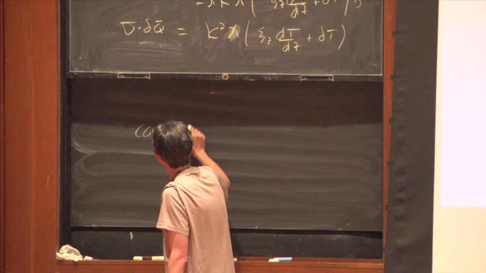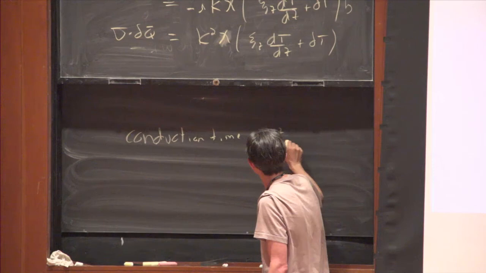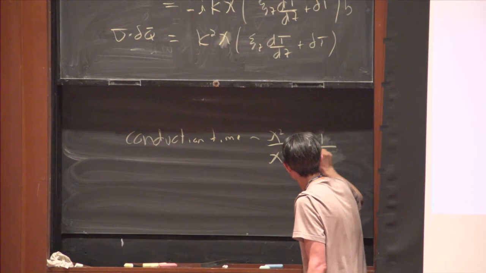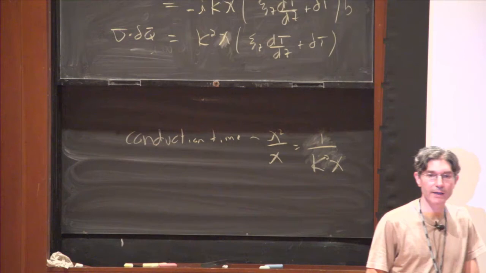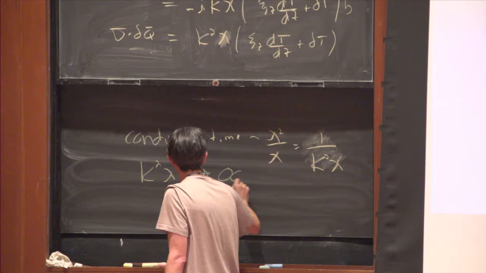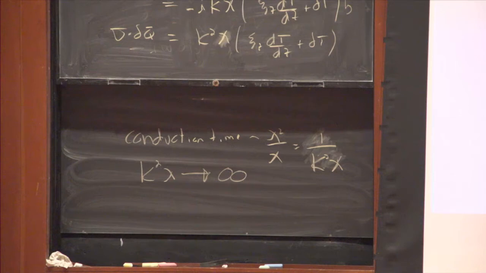So the conduction time is like wavelength squared divided by the diffusivity, which is 1 over k squared chi. So the conduction time being short is mathematically the statement that k squared chi is very large compared to everything else in the problem.